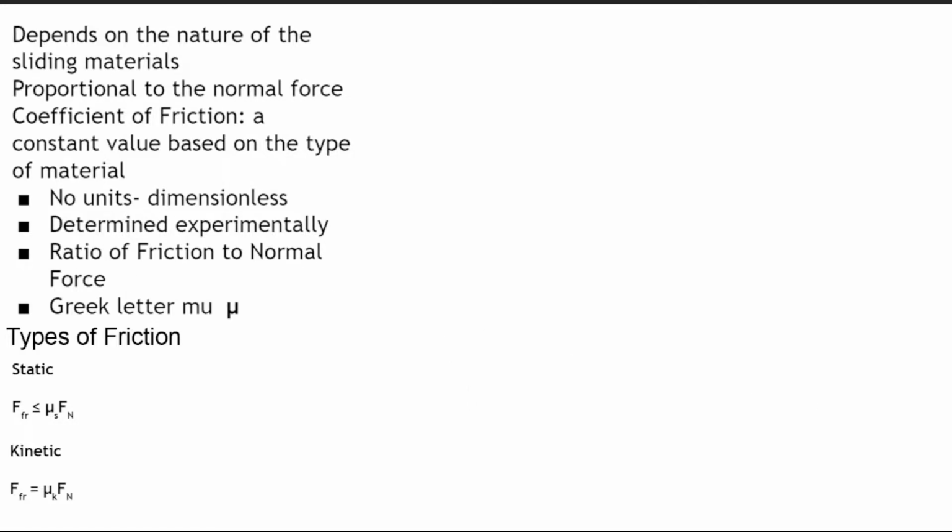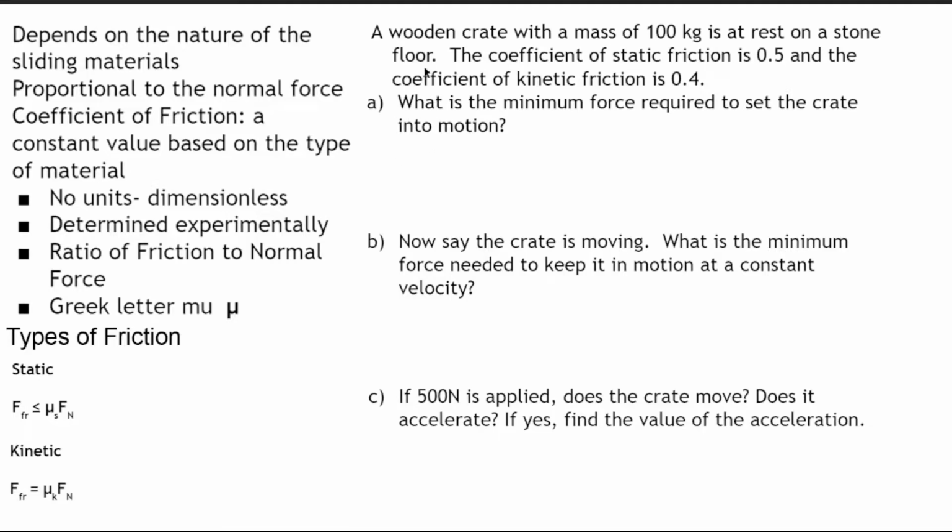So let's take a look at a little example. A wooden crate with a mass of 100 kilograms is at rest on a stone floor. The coefficient of static friction is 0.5 and the coefficient of kinetic friction is 0.4. You can see how, like I explained, static friction is generally larger than kinetic friction. Let's look at part A: what is the minimum force required to set the crate into motion?